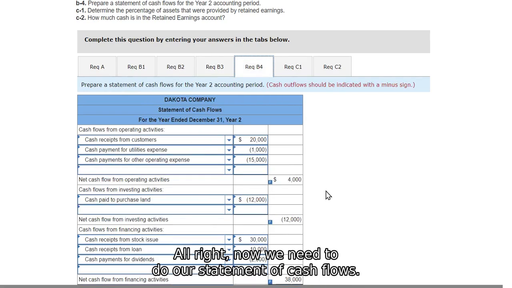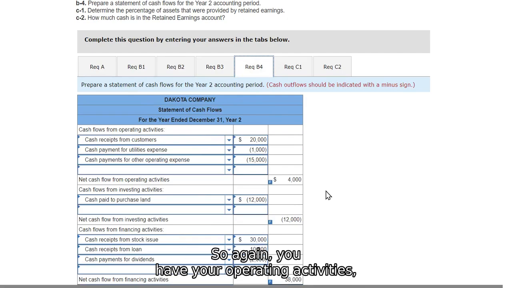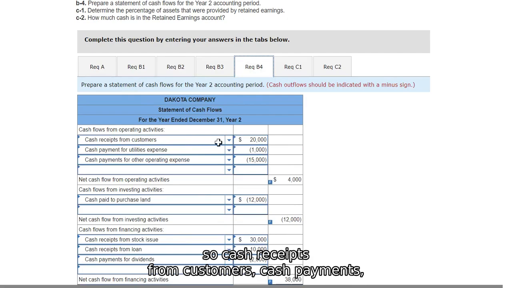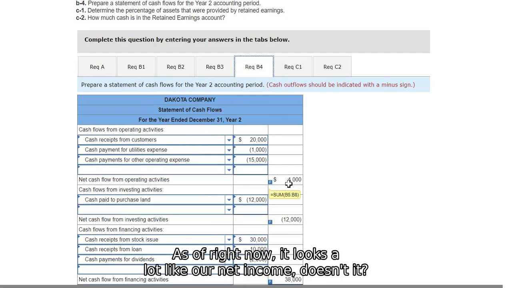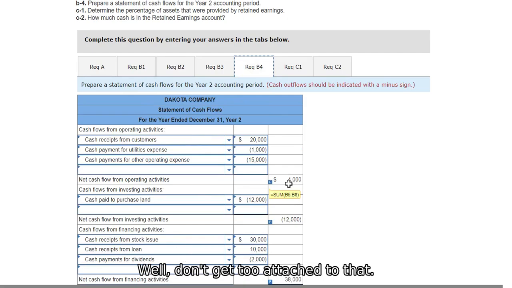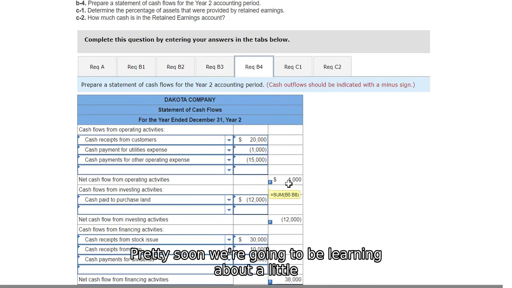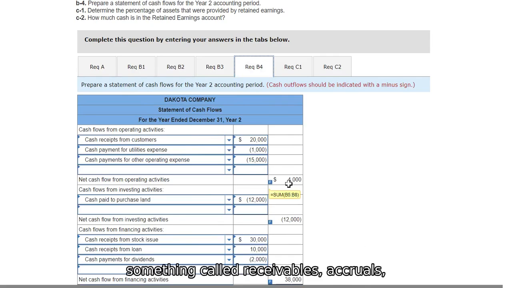All right. Now we need to do our statement of cash flows. So again, you have your operating activities. So cash receipts from customers, cash payments, net cash flow. As of right now, it looks a lot like our net income, doesn't it? Well, don't get too attached to that. Pretty soon, we're going to be learning about a little something called receivables, accruals, and deferrals. So it's not going to line up after that.